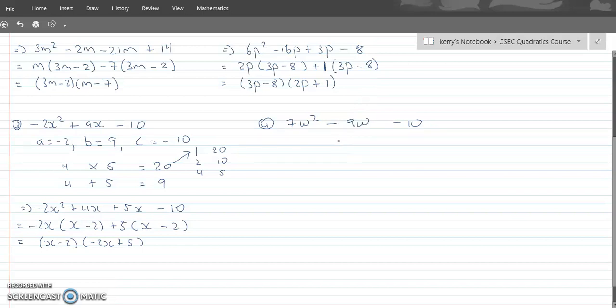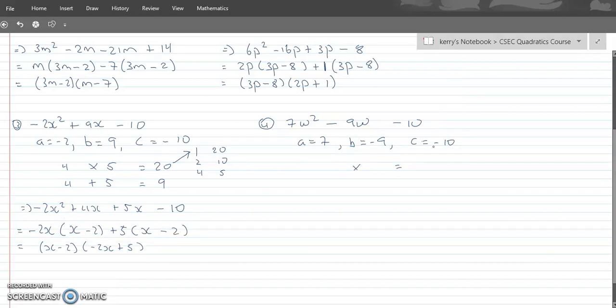So sorry, we have to identify a, b, and c. A is 7, B is -9, and C is -10. So again, we are looking for two numbers that when multiplied give us 7 by -10, which is -70, and when added give us -9. Ignore the negative signs. And again, take note of all of these little tips I gave earlier. Ignore the negative signs. You go through your factors of 70.